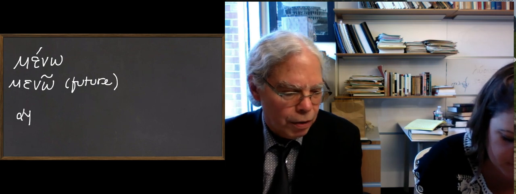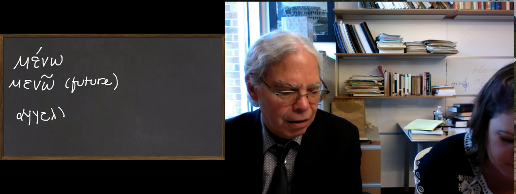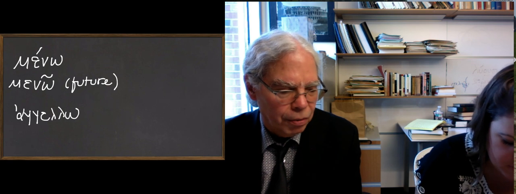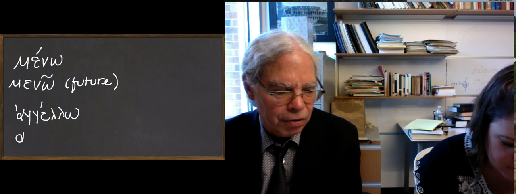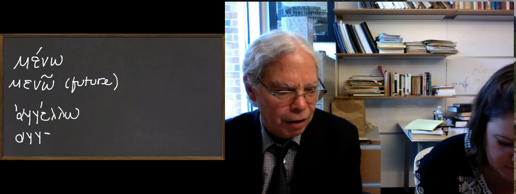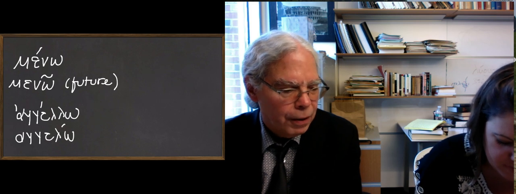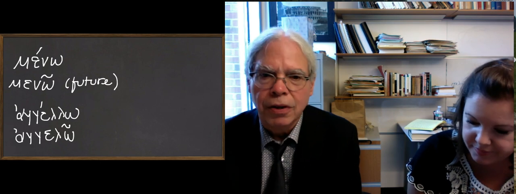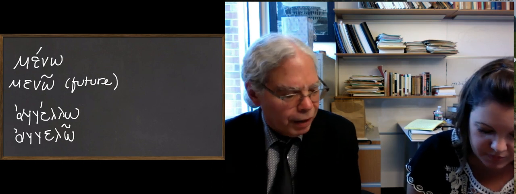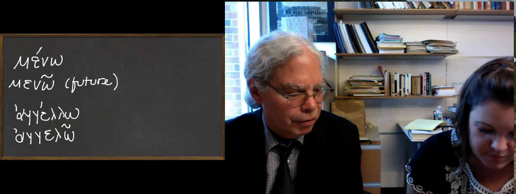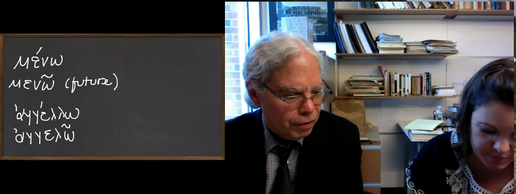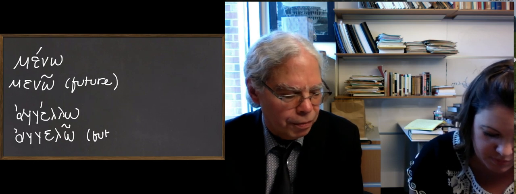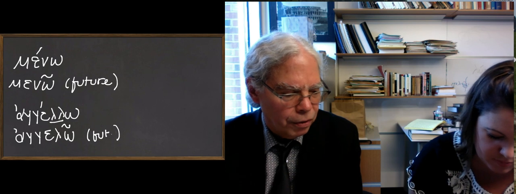Meno means to wait or wait for or remain. In other words, it can take a direct object or be intransitive. It can mean I remain here, or I await you, or I wait for you. Angelo is where you get the word angel in English, which means a messenger. And we've had the noun angelo. So notice that you've got the two lambdas in the present system. In the future, only one.